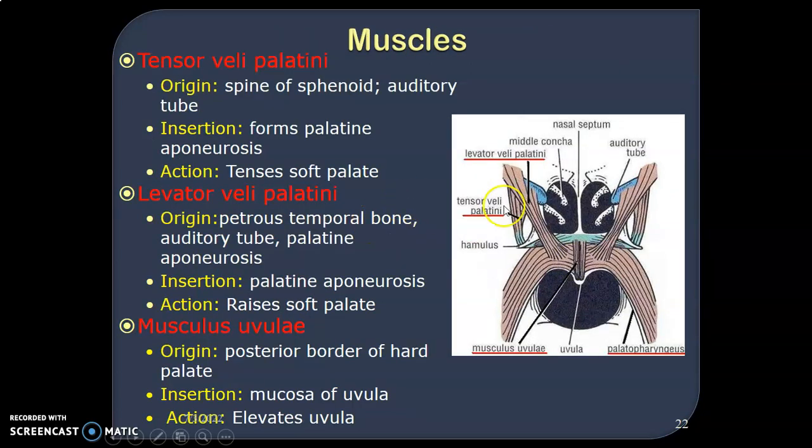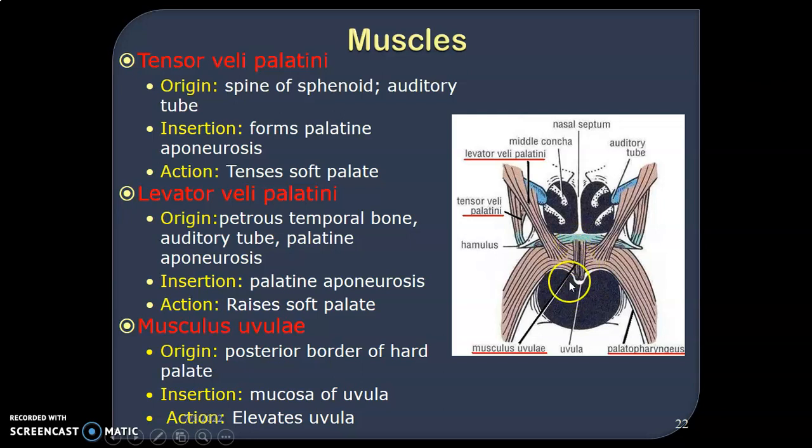So tensor veli palatini originates from the spine of the sphenoid and the auditory tube, and usually inserts at the palatine aponeurosis. Then it tenses the soft palate, while levator veli palatini is from the petrous part of the temporal bone, the auditory tube, and the palatine aponeurosis, and then it also inserts onto the palatine aponeurosis. So levator veli palatini elevates the soft palate. Then muscularis uvulae is from the posterior border of the hard palate and inserts on the mucosa of the uvula.